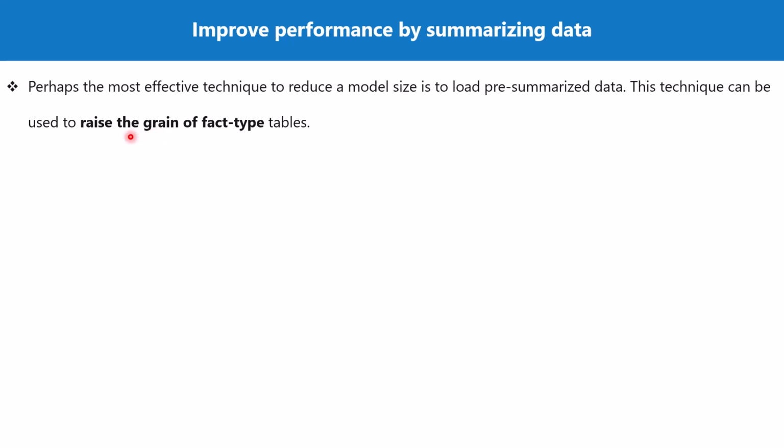So here a new terminology has come, which is the grain of the fact table. What is the grain of a fact table? Remember that most of the data in a fact table is transactional. So most of the data that you're going to find inside a fact table will be related to a date or maybe to a date and time as well. Once we say that we are going to raise the grain of the fact table, that means we are going to change the level of detail. Wherever you find the word grain or granularity, it means that we are talking about the level of detail.